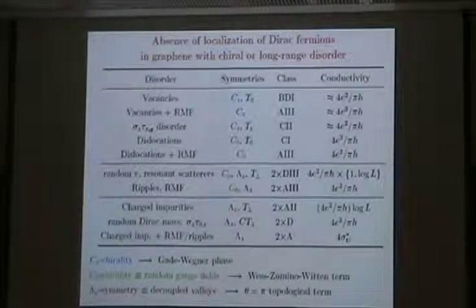So when the disorder is long range, such that you neglect any scattering between two valleys, then there is a very general statement: if the electron cannot go from one valley to the other, there is no localization. And on the level of the sigma model, it's realized by topological terms.